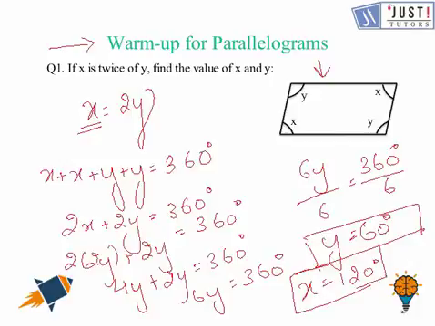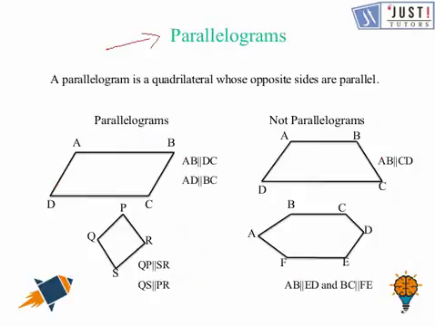Now we move ahead and we are going to learn about parallelograms. A parallelogram is a quadrilateral. Now here comes a question: why is it a quadrilateral? Quad means 4 and a parallelogram has 4 sides. That's why we consider a parallelogram as a quadrilateral as well. But why is a parallelogram given a different name? If it is a quadrilateral, why do we give it a separate name called parallelogram?